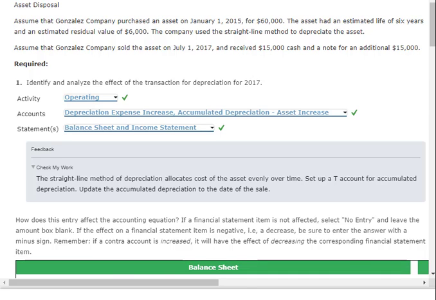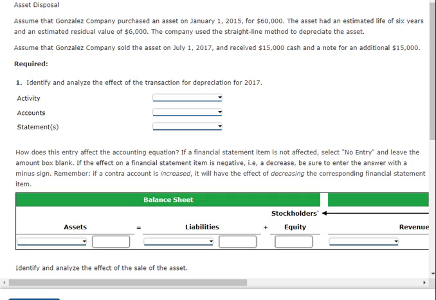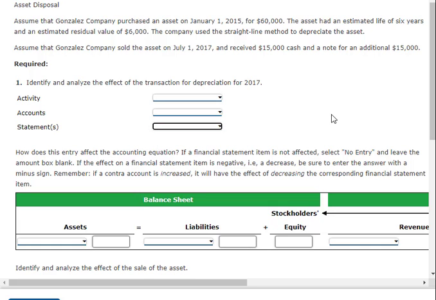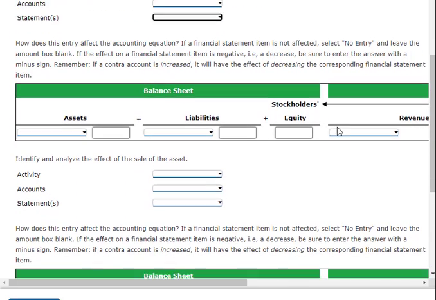So let's have a look at this. The activity is operating. The straight line depreciation operating asset. The actual sale is an investing activity, which here they just want to know about depreciation, and depreciation is operating. The accounts involved are depreciation expense and accumulated depreciation, and it's going to go on the income statement and balance sheet because accumulated depreciation is a contra asset on the balance sheet and depreciation expense is on the income statement.